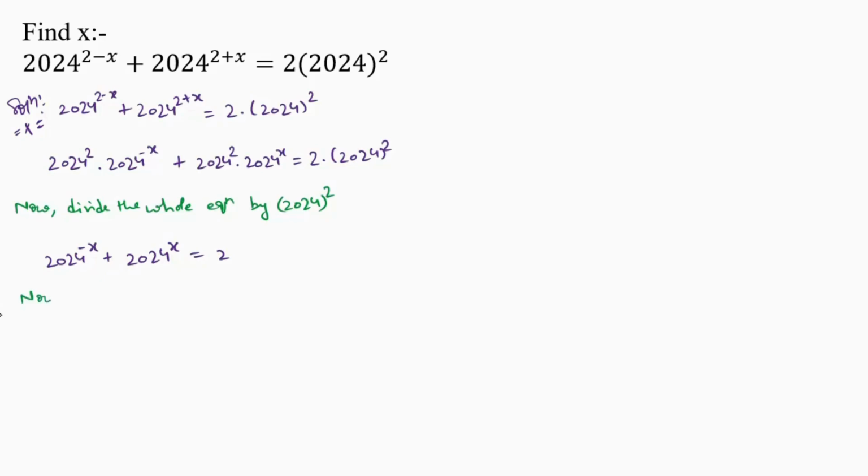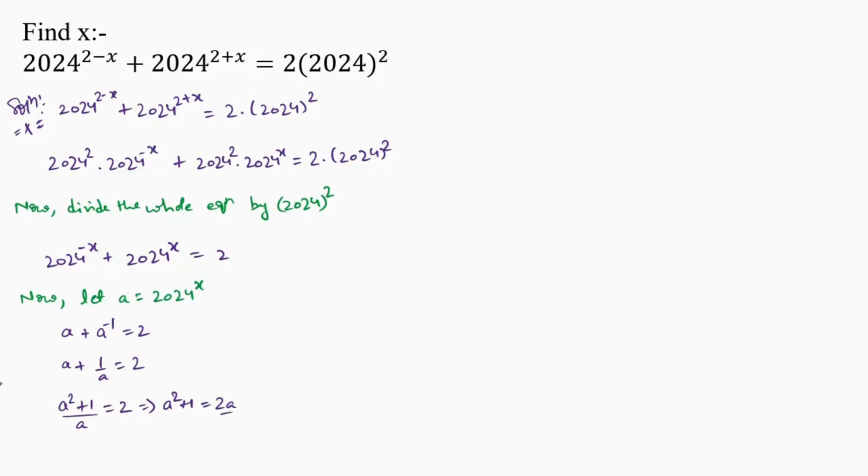Now let a equals to 2024 raised to power x. So the above equation becomes a plus a raised to power minus 1 equals to 2, which will become a plus 1 over a equals to 2. Now take LCM, we get a square plus 1 divided by a equals to 2. And solving this, we get a square plus 1 equals to 2a.